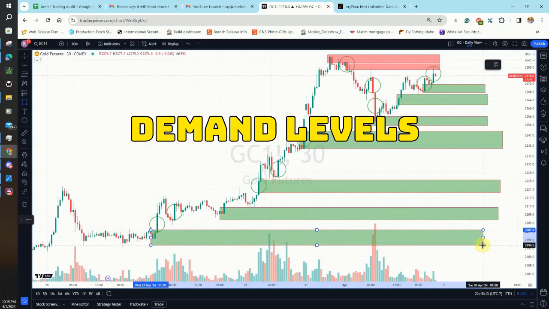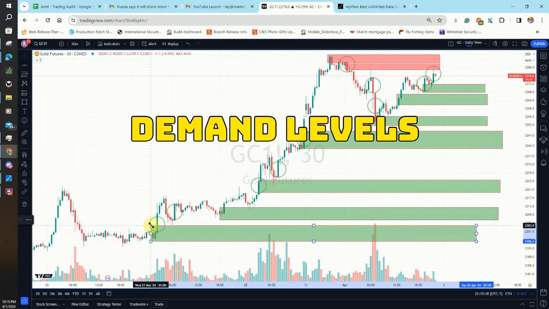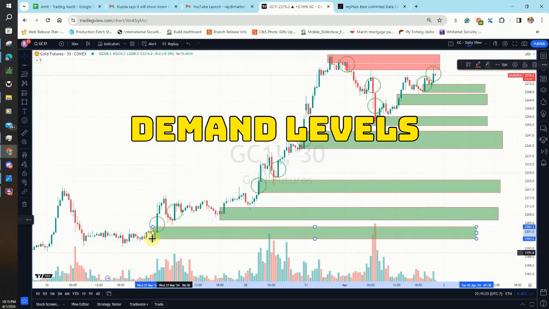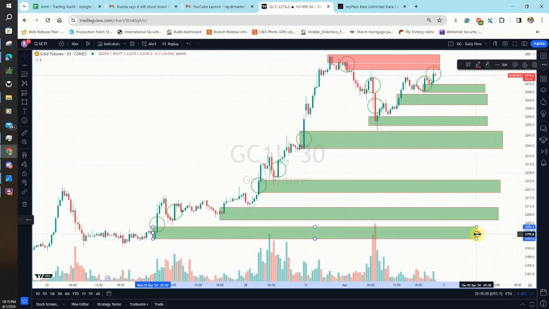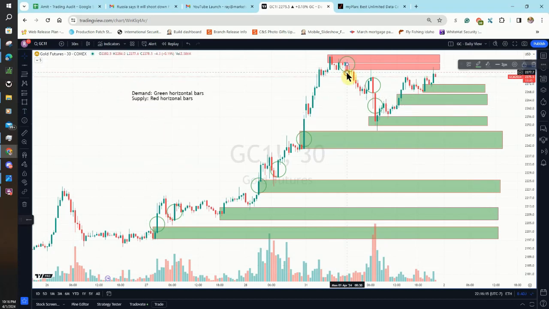After we've identified these supply and demand zones, we can then turn our attention to see any areas where we've seen a flip in polarity, resistance to support, support to resistance, because oftentimes areas that were once resistant, if broken, become supportive. And areas that were once supportive often become resistant once they are broken.